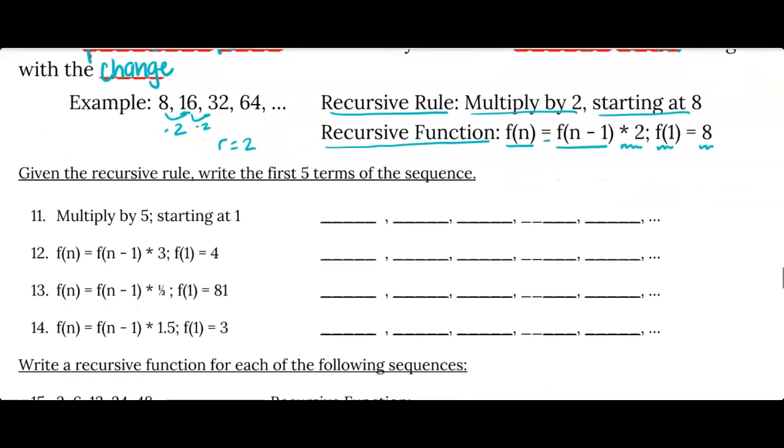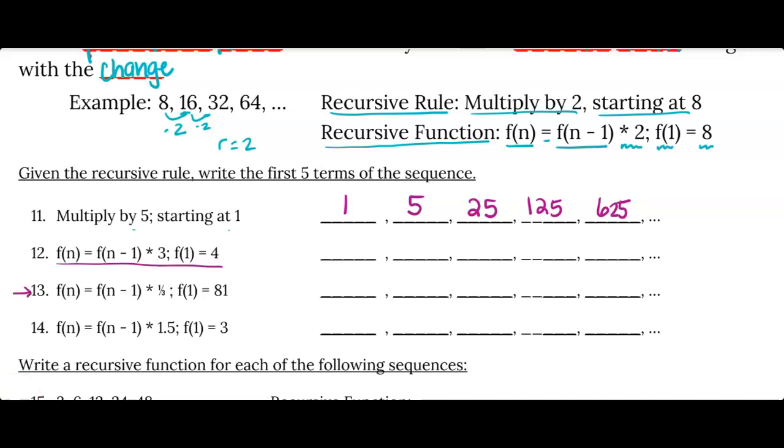So let's work some examples. Given the recursive rule, write the first 5 terms of the sequence. So multiply by 5 and then starting at 1. We are going to have 1 as our first term, and then we're going to start multiplying by 5. So 1 times 5 is 5, 5 times 5 is 25, 25 times 5 is 125, and 125 times 5 is 625.